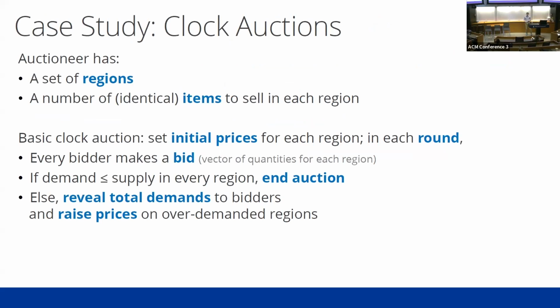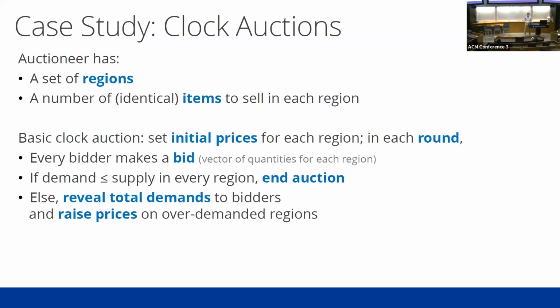Let me turn now to a case study on a specific kind of iterative combinatorial auction that's used in spectrum auctions. So these are called clock auctions. The auctioneer has a set of regions, and in each region, they have a number of identical items that they want to sell. You can think of the regions as maybe cities and the items as licenses to use some of the bandwidth. So in a basic model of a clock auction, the auctioneer starts by setting initial prices for every region. And then every round, they ask every bidder to make a bid, which is a vector of how many licenses they would like to buy, how many items they'd like to buy in every region.